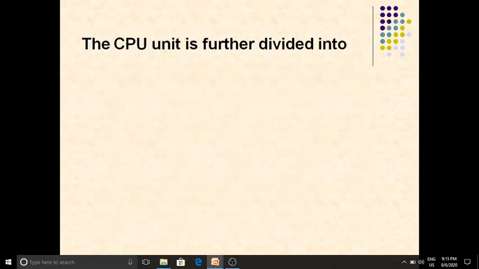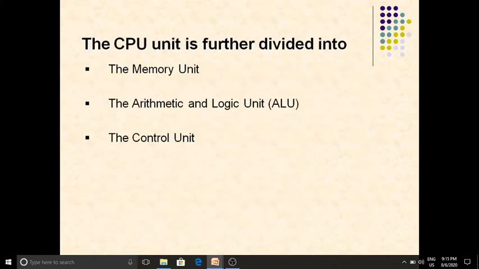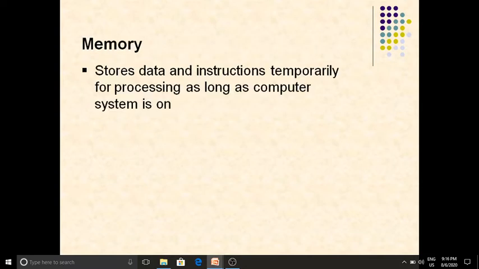The CPU is further divided into memory unit, arithmetic logic unit, and control unit. Actually, the CPU is divided into three parts. What are the three parts? The memory unit, the arithmetic logic unit, and the control unit. Now let us see what this is. So what is memory? It stores data and instructions temporarily for as long as the computer is on. Memory is one of the parts of the computer where we store the data and instructions temporarily for processing purposes.